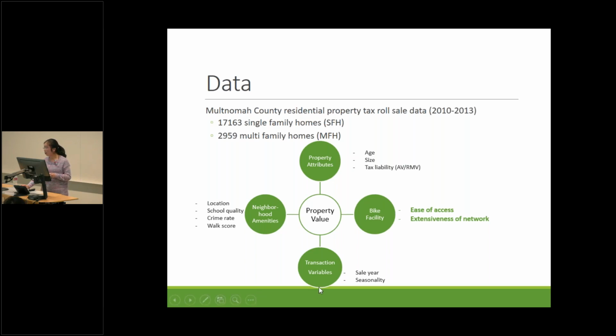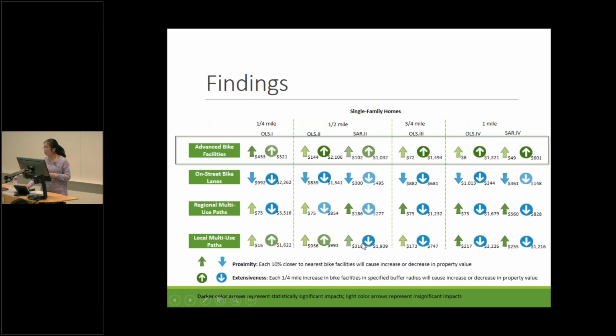So with all of those factors controlled, we use the regression model and come to our final findings. The regression model is very long and has lots of coefficients, and different models will present differently. So we want to simplify the results in this graph to make them easier to understand. We divided the results into single-family home and multi-family home because the factors influencing these two types are different. And we only present the bike characteristics of these four different types.